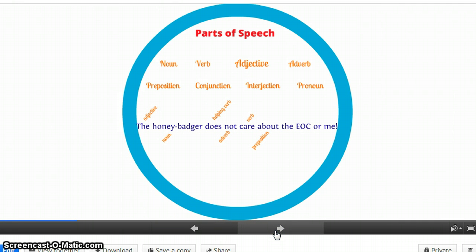About is a preposition. The is an adjective describing the noun EOC, which is a test. It's a thing, so it's a noun. Then we have the conjunction or and the pronoun me. So the pronoun me is taking place of the noun Miss Cunningham or whoever me is. And our conjunction joins the noun EOC to the pronoun me.